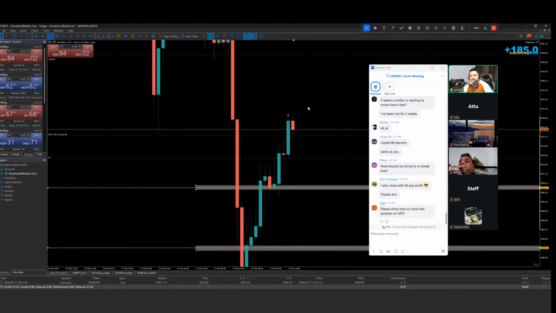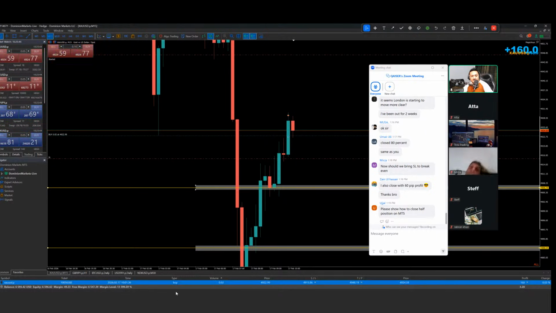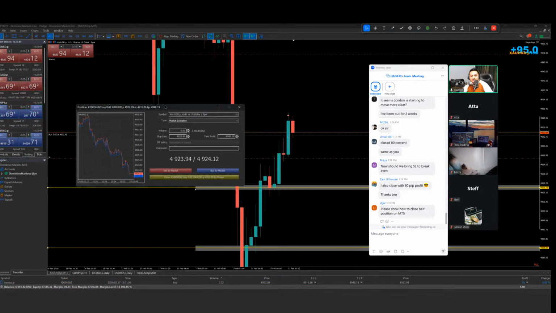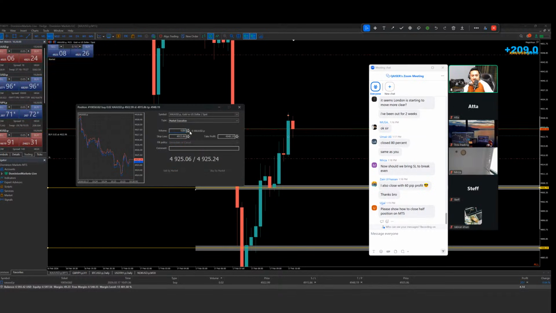Very nice. Please show how to close half a position on MT5. Just click here, and this window will pop up. Look at this one, it's 0.02. Edit it to whatever you want to close, like 0.01. Suppose I want to close 0.01, I hit the close position button and it closes that part of my position.